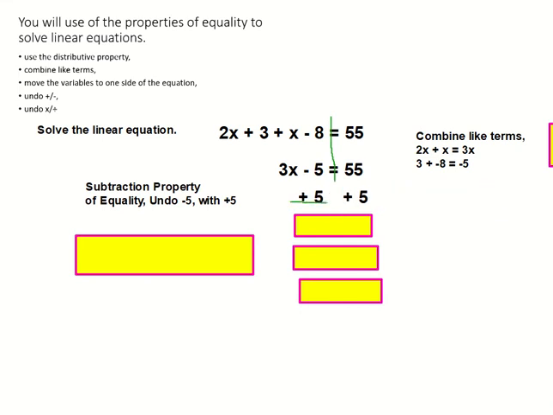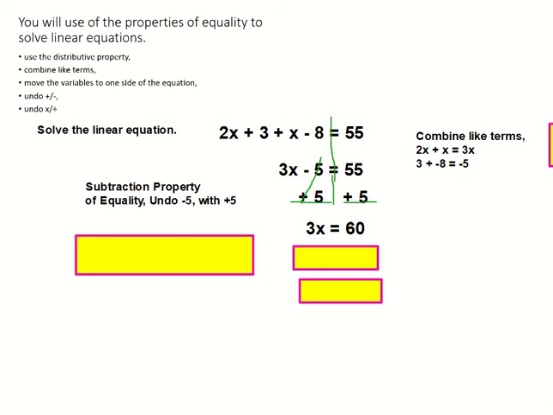So when we do that, negative 5 plus 5, those are opposites. They add to 0, so they cancel out. So I have to bring down my 3x. And then 55 plus 5 is 60. I have to do that addition. So I have 60 there. So my equation becomes 3x equals 60.